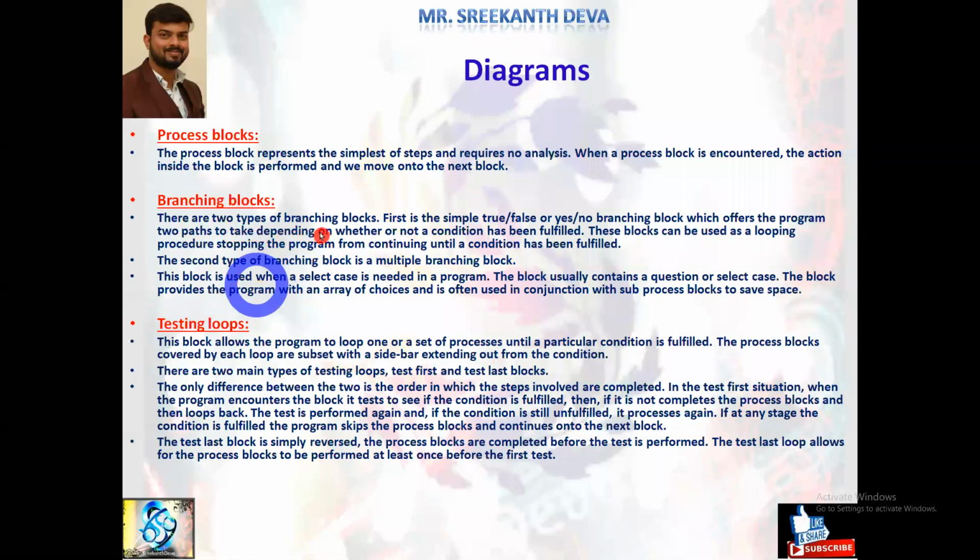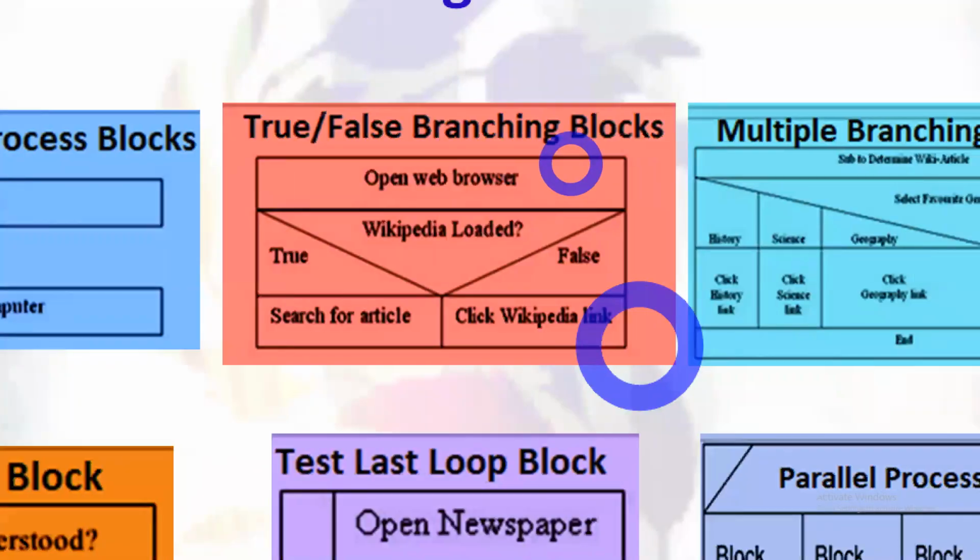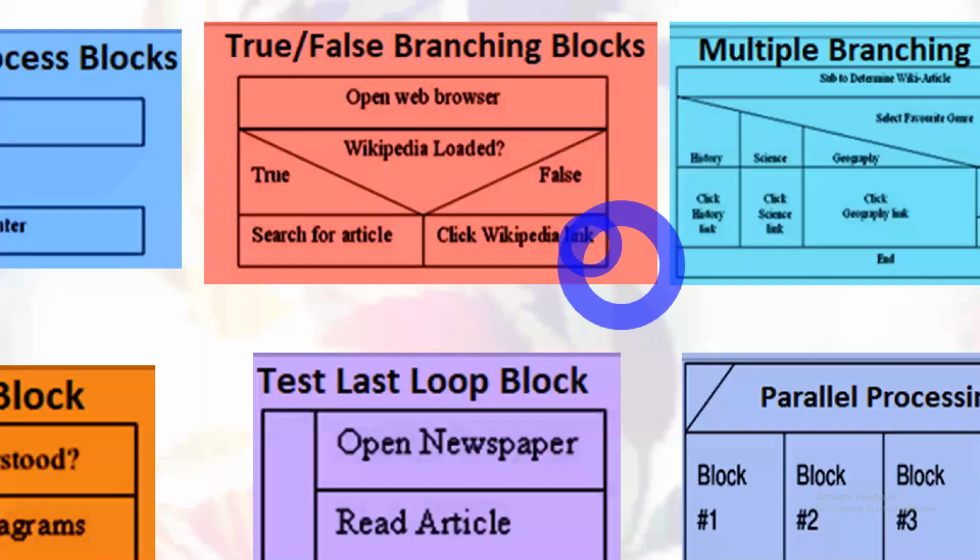Second type, branching blocks. There are two types of branching blocks. First is a simple true or false, or yes or no, branching block, which offers the program two paths to take depending on whether or not a condition has been fulfilled. These blocks can be used as a looping procedure, stopping the program from continuing until a condition has been fulfilled. So observe how it represents true or false branching blocks.